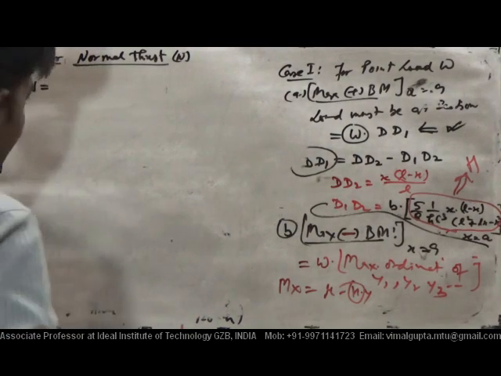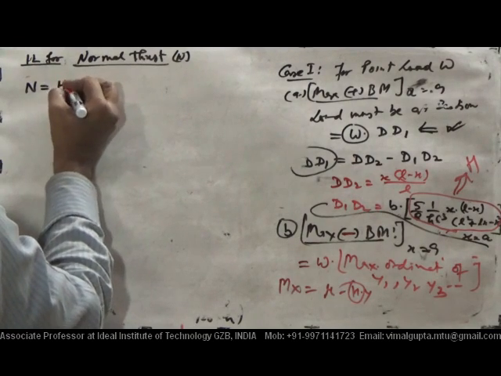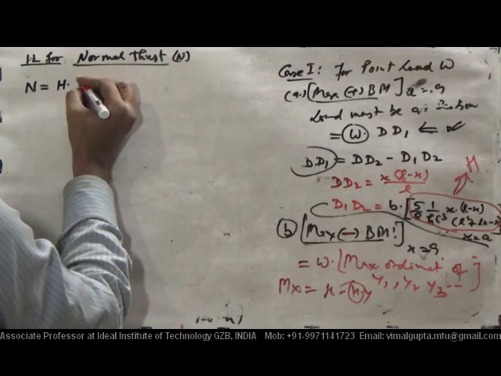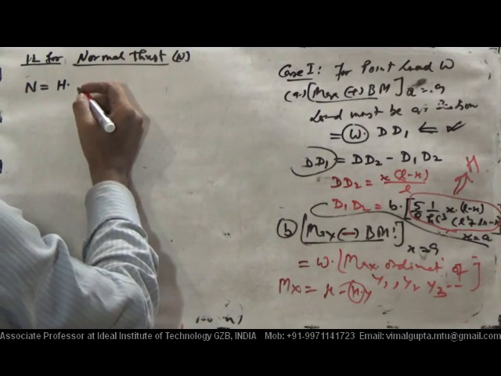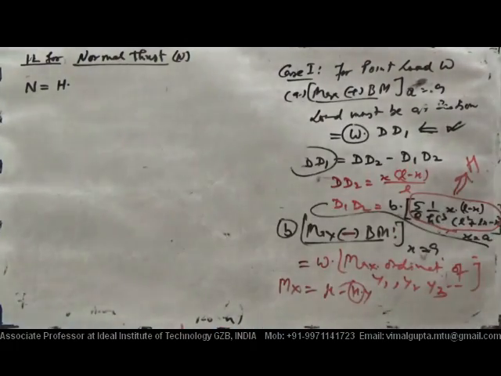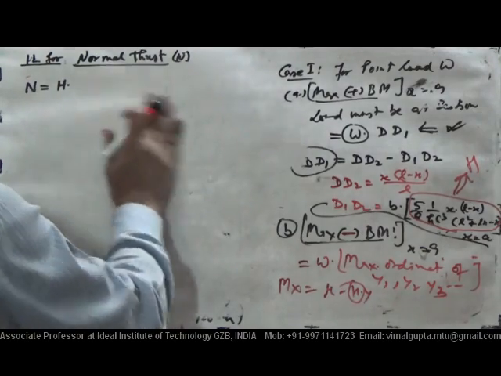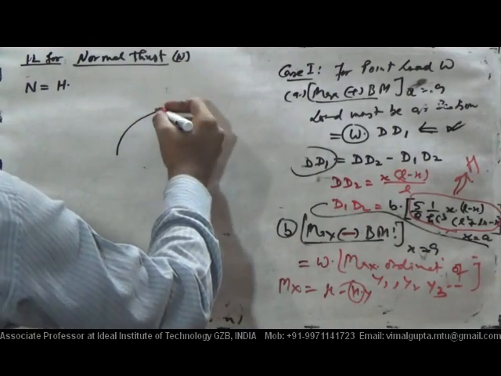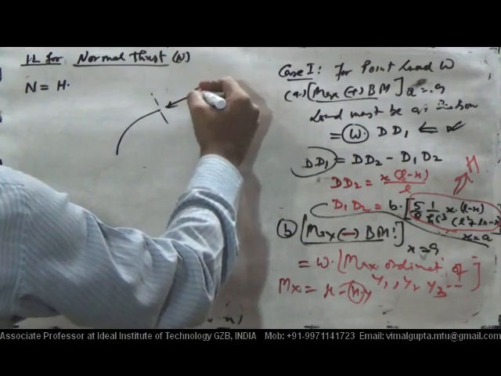I have told you earlier that this value of normal thrust is basically S times sin theta cos theta. Let me check which one is that value. Let me check normal thrust. It was this one. This was normal thrust, no?